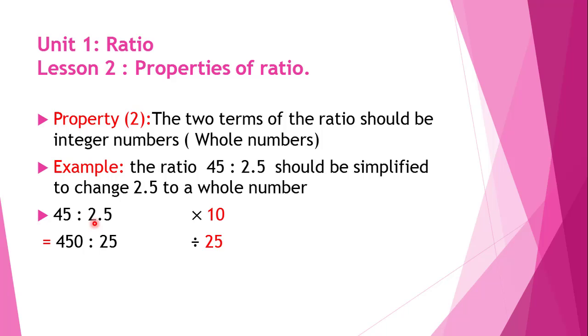The second term is 25. Now I can simplify by dividing both terms by 25. The first term will become 18, and 25 divided by 25 equals 1. So 450 divided by 25 equals 18, and 25 divided by 25 equals 1. Try to do it yourself.